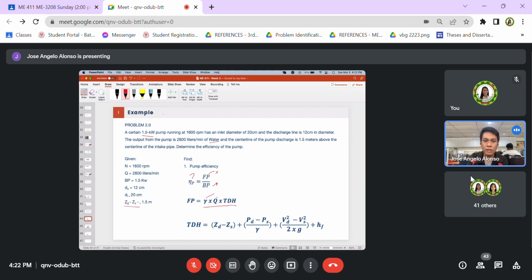cubic meter, multiplied by the volume flow rate. Volume flow rate is given at 2,800 liters per minute and multiplied by the total dynamic head. To get the volume flow rate, since naka-liters per minute siya, convert muna natin siya into cubic meter per second. So 2,800 divided by 1,000 liters per 1 cubic meter, and 1 minute divided by 60 seconds. Then we can have the value of volume flow rate as 0.04667 cubic meter per second.